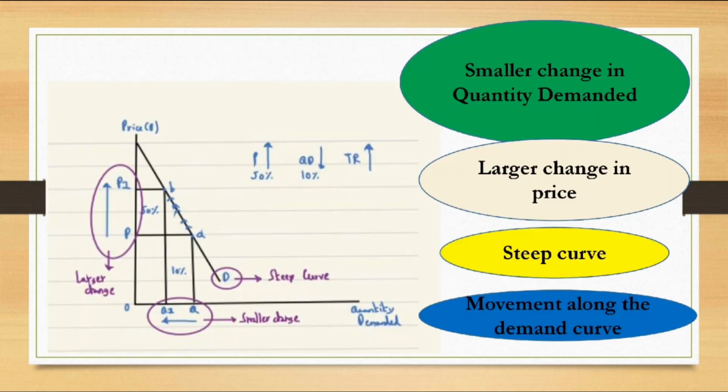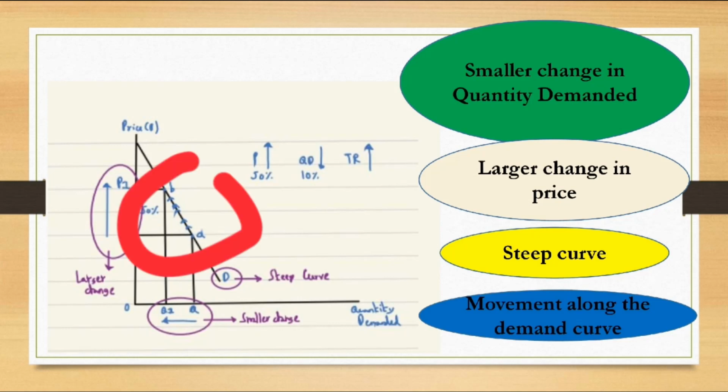The diagram shows that when the price has increased from P to P1 by 50%, a larger change in the price, the quantity demanded has decreased by a smaller percentage from Q to Q1, that is by 10%. So it has a steeper curve. The demand curve is steeper, and there will be a movement along the demand curve from A to B.